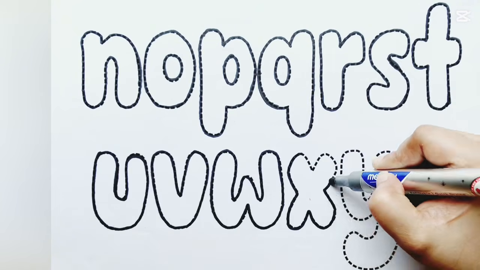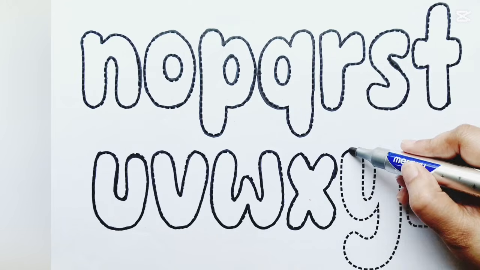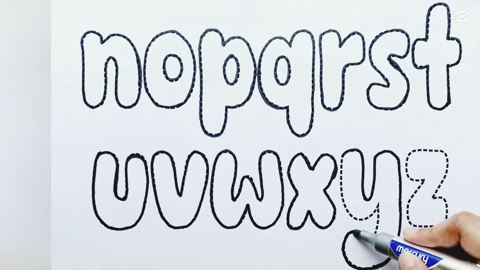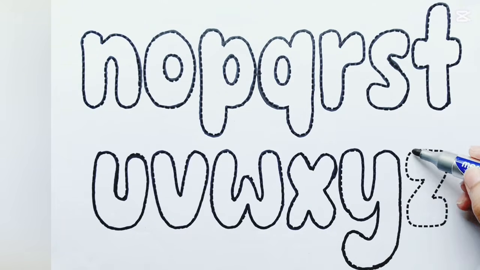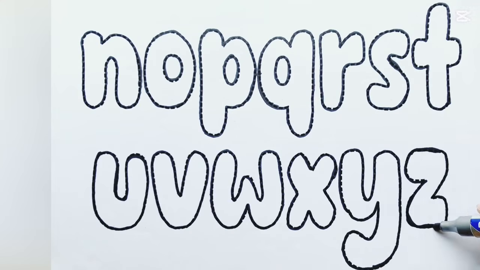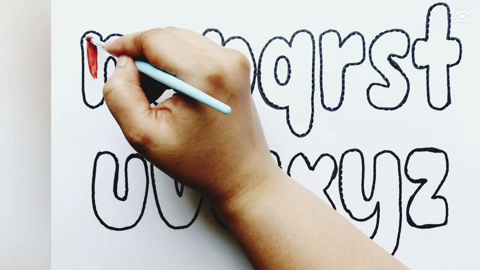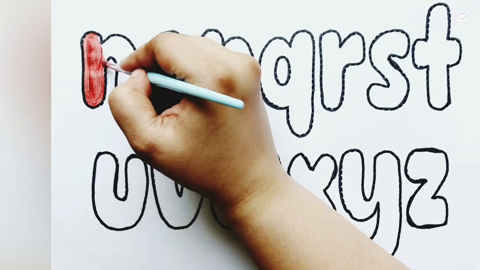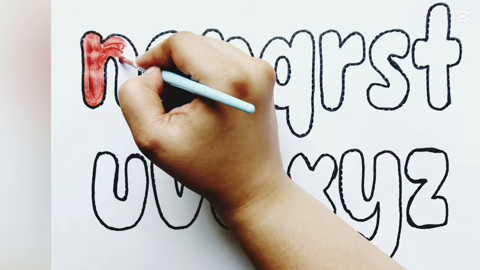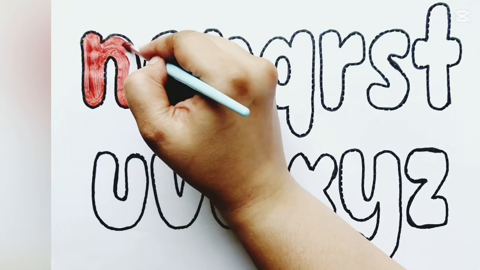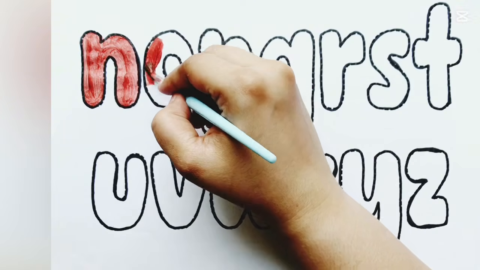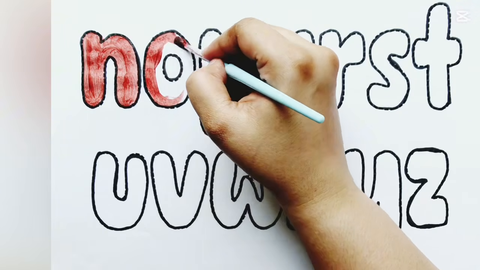X for xylophone. Y for yogurt. And Z for zebra. Let's paint brown color. N for nest. O for octopus.